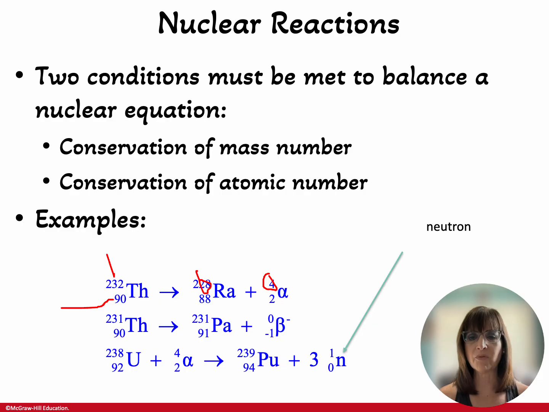Well, 228 plus 4 is 232. And on the bottom, these two need to add up to 90. 88 and 2 add up to 90. So check out some of these other ones.